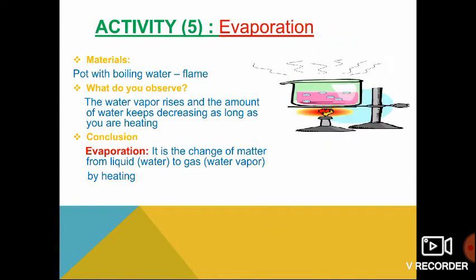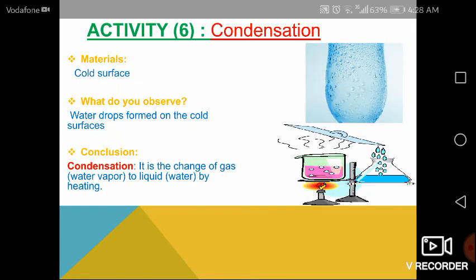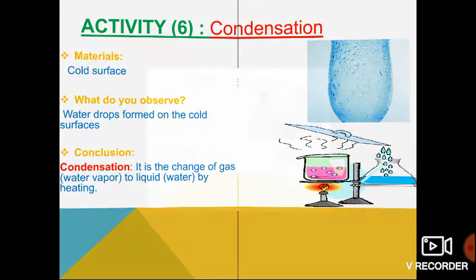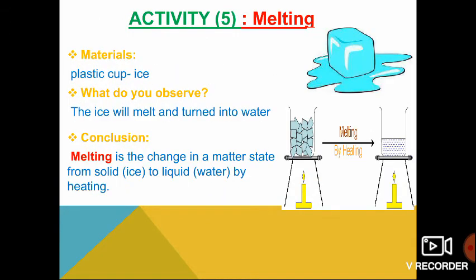Then we have an activity for melting. We have a plastic cup and ice. When we leave this ice out of the freezer, it will melt. What do you observe? The ice will melt and turn into water. Conclusion: melting is a change in a matter's state from solid, in this case ice, to liquid, in this case water, by heating.